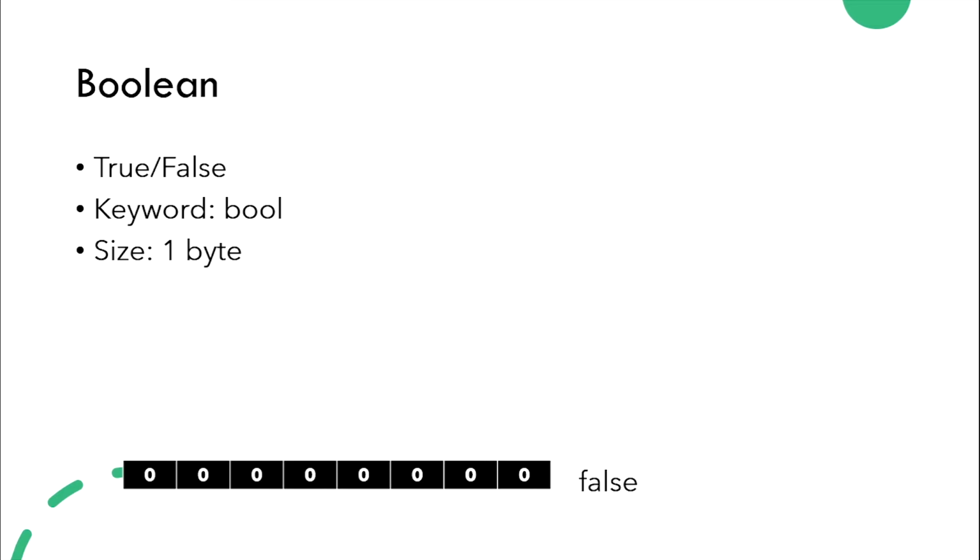If all the 8 bits of the Boolean type are 0, that means that the Boolean type is false. And if it is either 1 or anything else other than 0, that means that the Boolean data type is true. So let's look at an example and declare a variable of Boolean type.